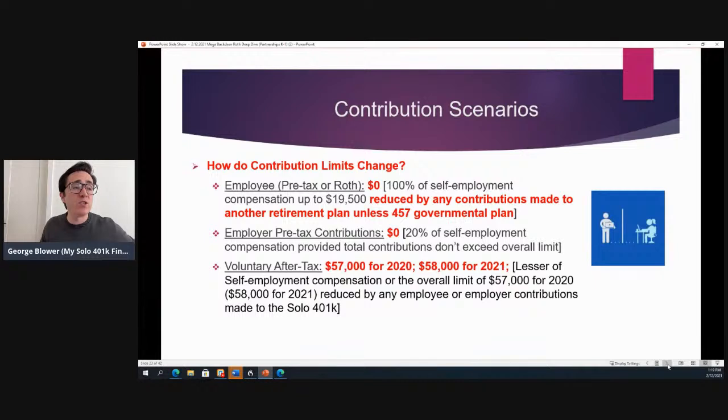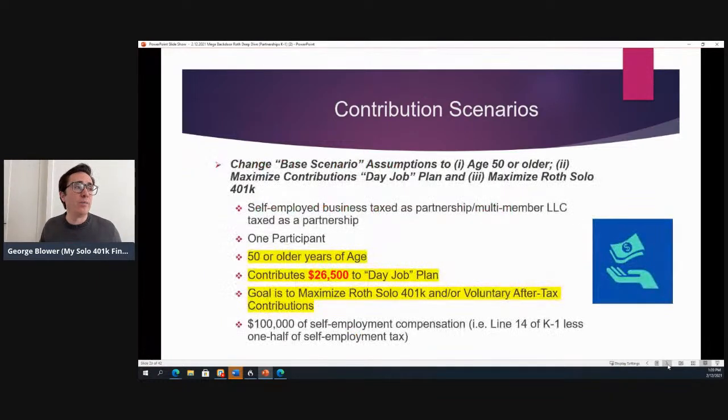So because they've already maximized their bucket to their day job plan, they're not going to be able to make any more employee contributions to the solo 401k. They skip the employer pre-tax contributions because they're not interested in pre-tax contributions. So they really could just do up to $57,000 or $58,000 for 2021 as an after-tax contribution, and then move it from the after-tax sub-account to the Roth Solo 401k, or it could go to a Roth IRA. And we'll talk about in the next set of slides moving it out of that after-tax account.